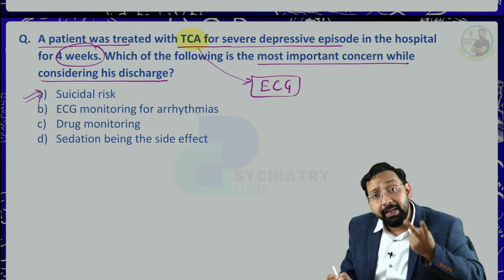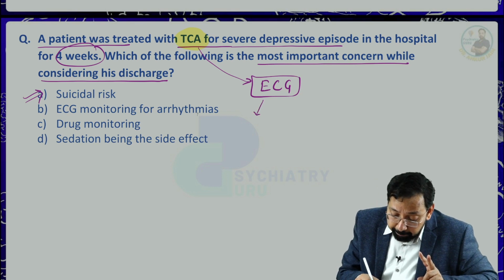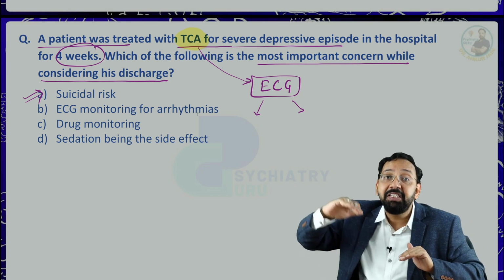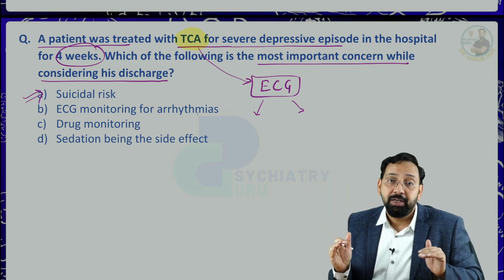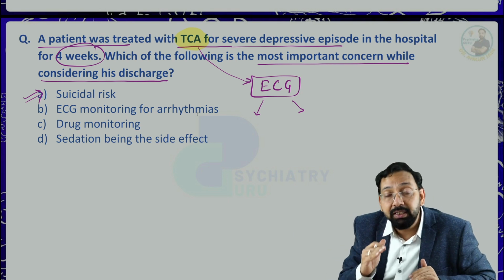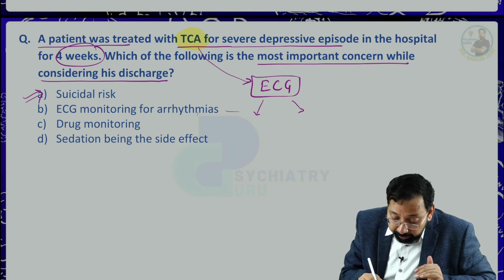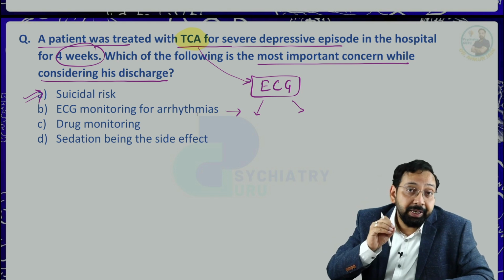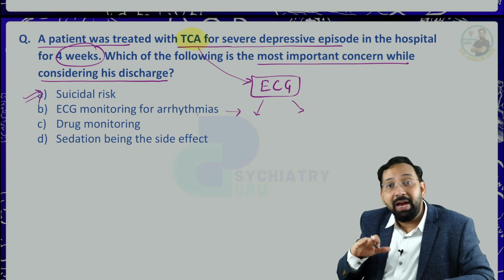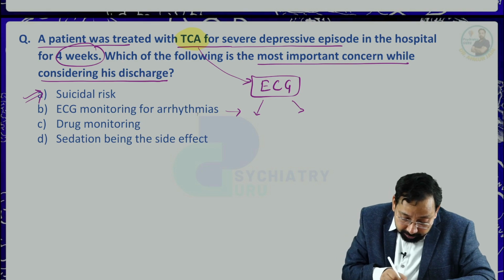One point question. When we start a tricyclic antidepressant, before that we do ECG. After 7 days, we do ECG. And whenever we increase the dose, at that time we do ECG. So when the patient is being discharged, we are not increasing the dose, so there is no need for ECG monitoring. You all know we discharge the patient on the dose which is being given in the ward. We will not change the dose at the time of discharge, at least we will not increase. So the answer is suicide risk.